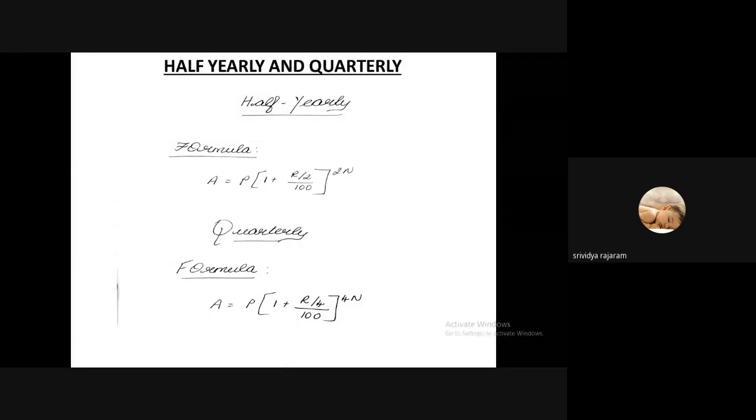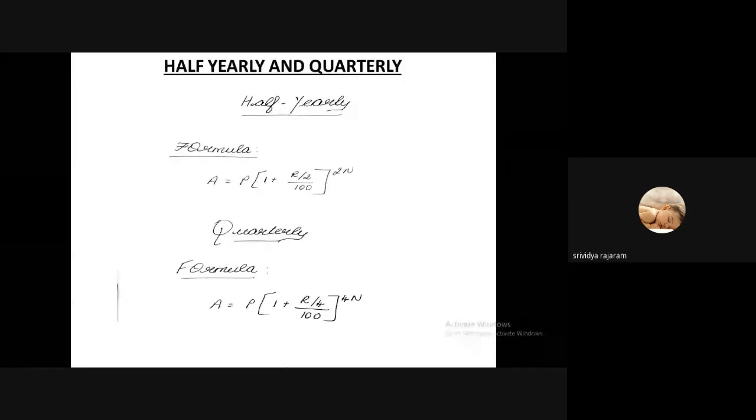So this formula is for half yearly or quarterly calculation for compound interest, not for simple interest. Don't confuse with it. But the concept is same. For simple interest also, if they are asking you to calculate for half yearly or quarterly, what is the formula? It is P N R by 100, right? So divide R by 2 and multiply n with 2. So you'll get for half year or quarter year. So that is what we are doing here.